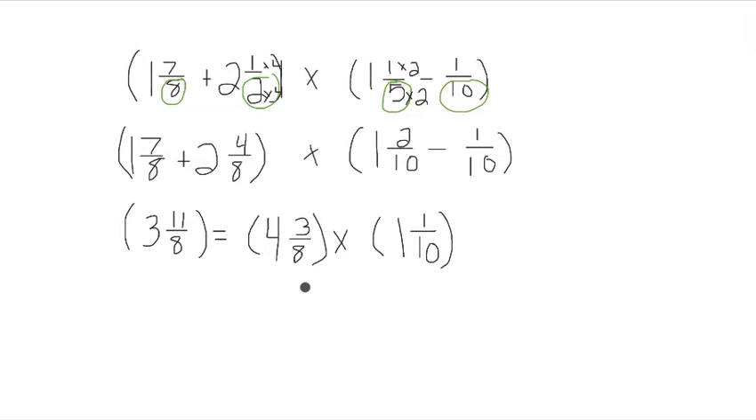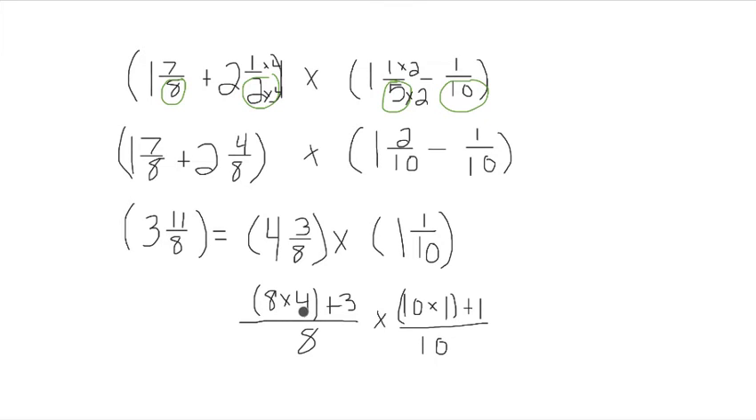Now I can multiply these together. In order to multiply them, I have to convert them to improper fractions. Again, I multiply my denominator times my whole number, and then add my numerator. And my denominator is going to stay the same. Over here, it's going to be the same thing. My denominator times my whole number plus my numerator over the same denominator.